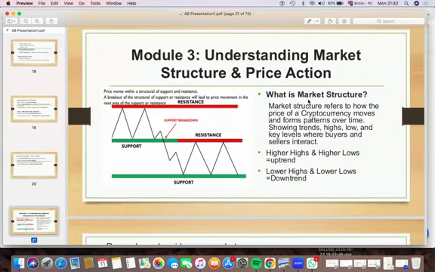So what is market structure? From our screen here, you can see market structure refers to how the price of a cryptocurrency moves and forms patterns over time. The way the market moves, we said the market doesn't move in a straight line. Market always moves in waves. So it moves in patterns.